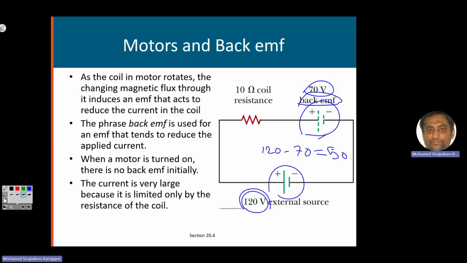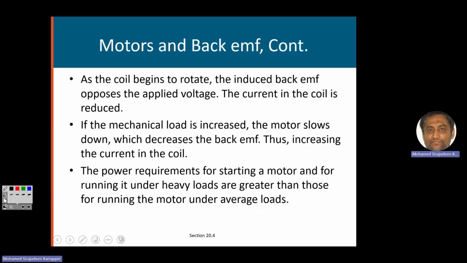When the motor is initially turned on, there is no back EMF, right? Then there will be a big current at the beginning when you start the motor. The current is very large because it's only limited by the resistance of the coil when you start. And as the coil begins to rotate, there will be an induced back EMF opposing the applied voltage, and the current will be reduced.